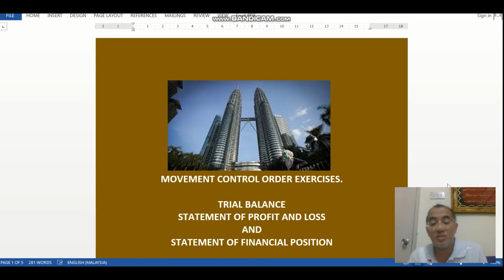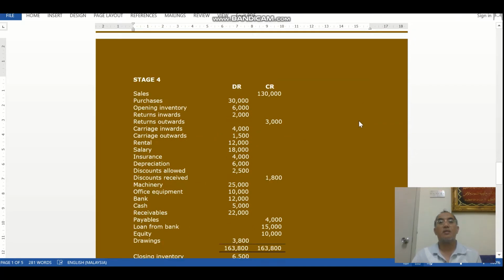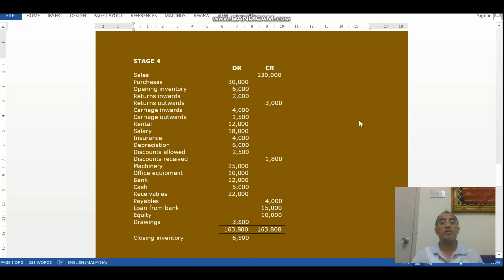Okay, so this is stage 4. Of course, I will add some more items. Okay, so we shall see the question. Okay, so this is the question. Normally we have sales, purchases, opening inventory. We have returns inwards, returns outwards, carriage inwards, carriage outwards, rental expenses, salary expenses, insurance expenses.